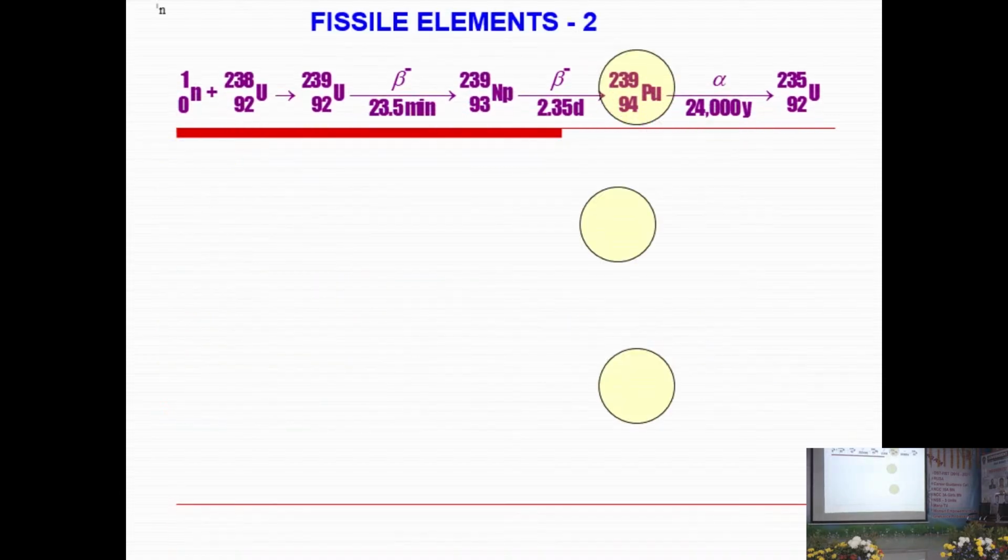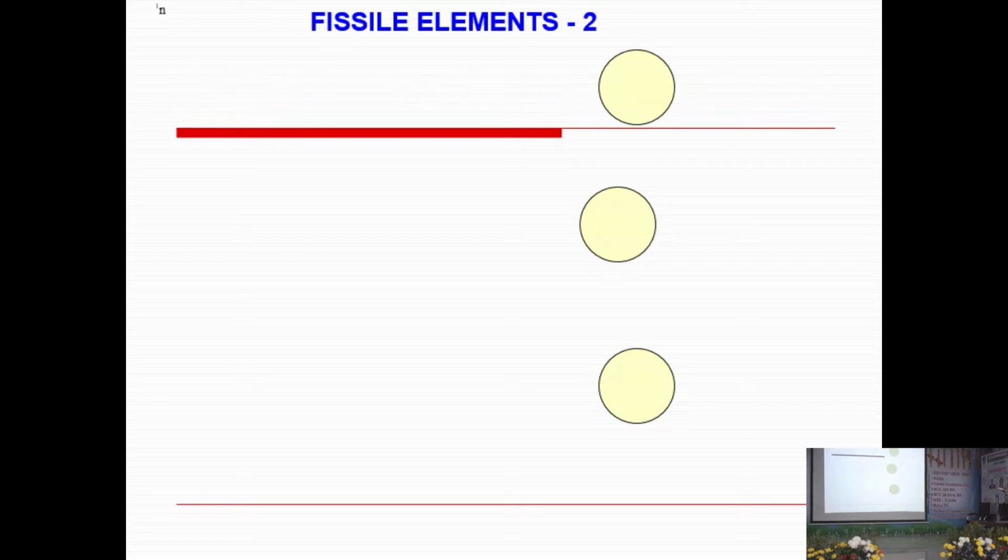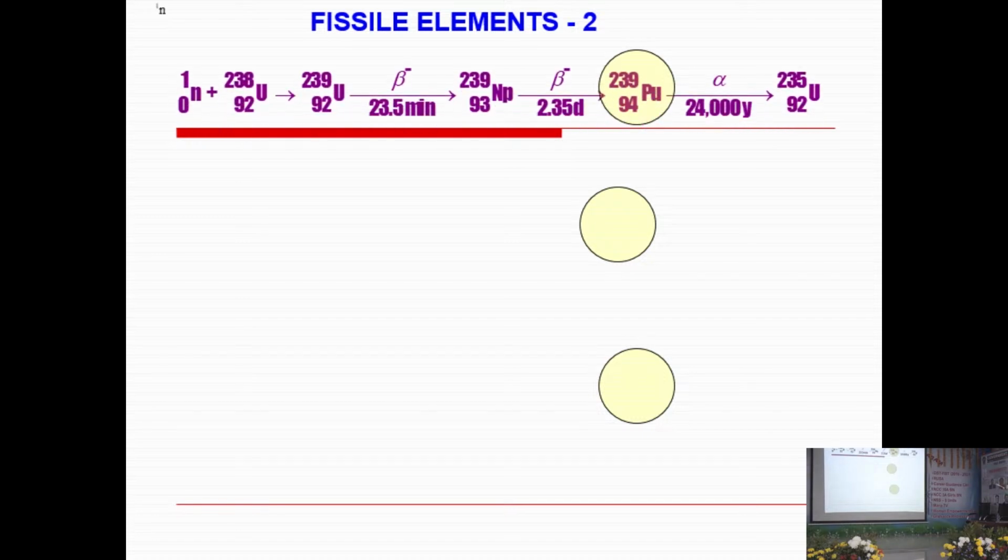Okay, the fissile elements along with uranium-235 that is naturally available. We have 2 more isotopes, that is plutonium-239, that is a man-made element. In the reactors, when neutrons are released in the fission process, some of the neutrons available in the fission process will be captured by uranium-238 that is already present in the reactor. It will form uranium-239 and it will undergo 2 successive beta emissions, and form plutonium-239. It is also a fissile element.